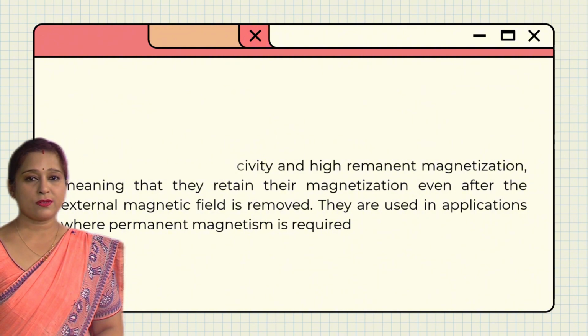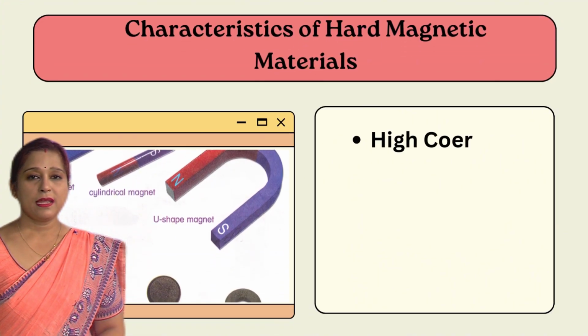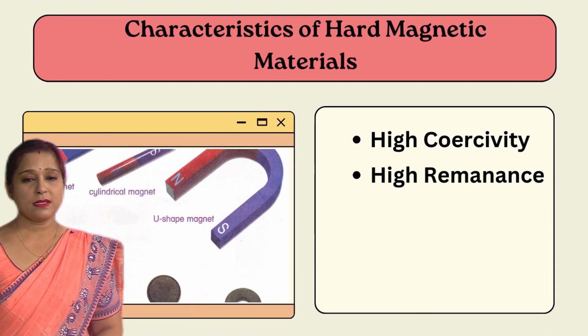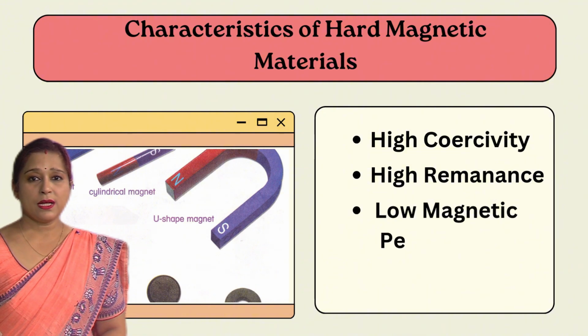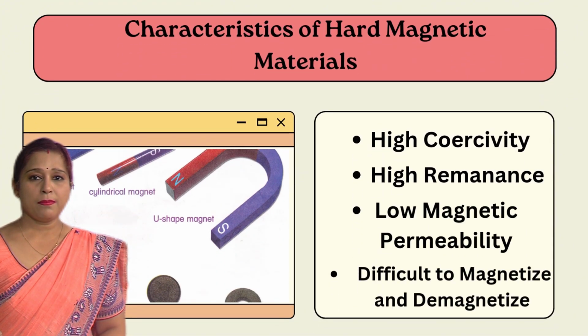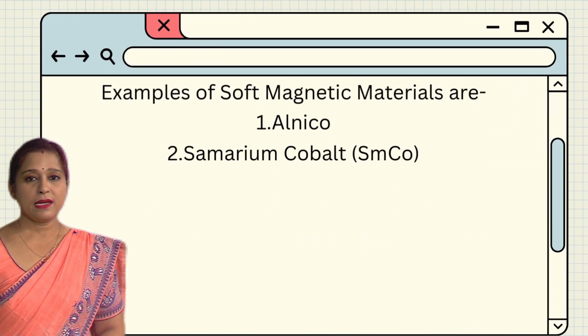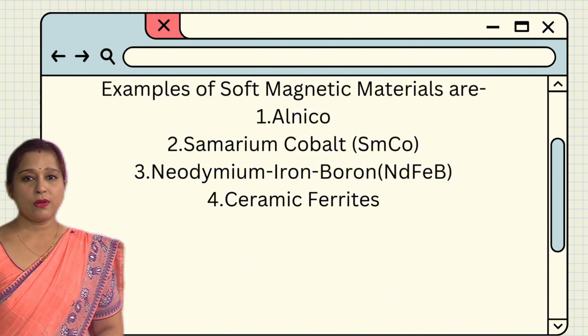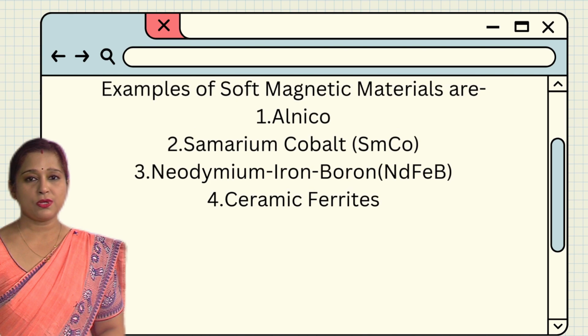If we move to the characteristics of hard magnetic materials, they have high coercivity, they have high remanence, they have low magnetic permeability, and they are difficult to magnetize and demagnetize. Examples of hard magnetic materials are alnico, which is a combination of aluminum, nickel, and cobalt. These alloys are used in permanent magnets, especially in loudspeakers and electric motors.